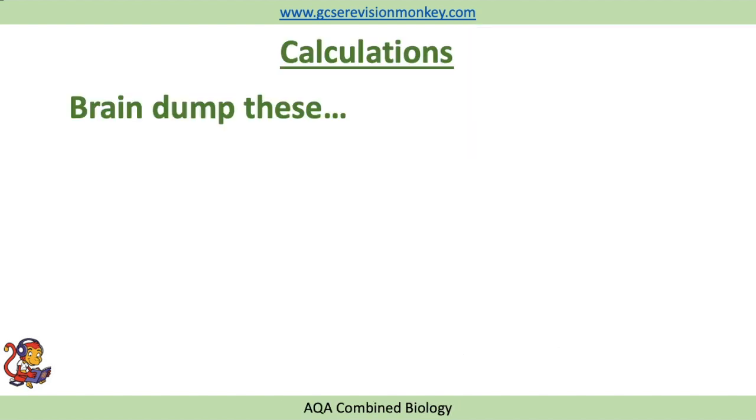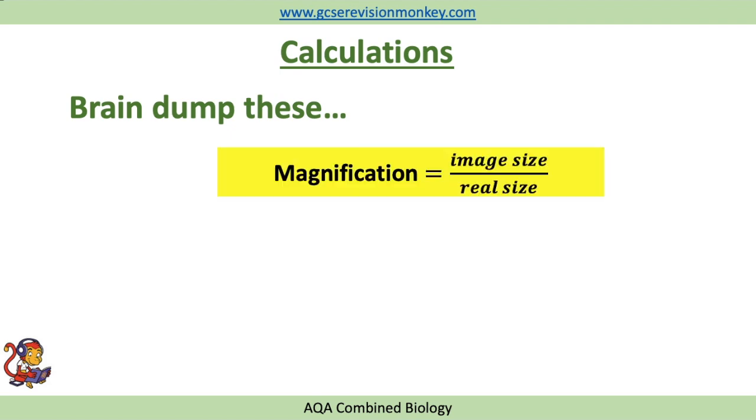I just want to highlight now some calculations, some that you might want to brain dump in the exam. And by brain dump, I mean as soon as the examiner lets you begin, if you think these are going to fall out of your brain, you can write them in any white space that you can find on your question booklet. So the equations that you might need to recall for this paper are the magnification equation.